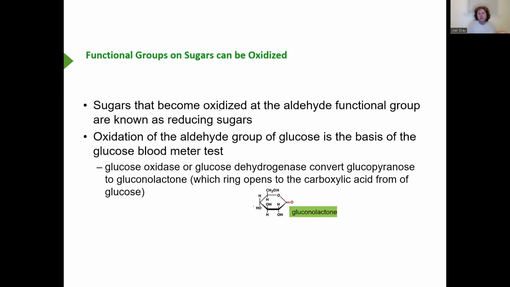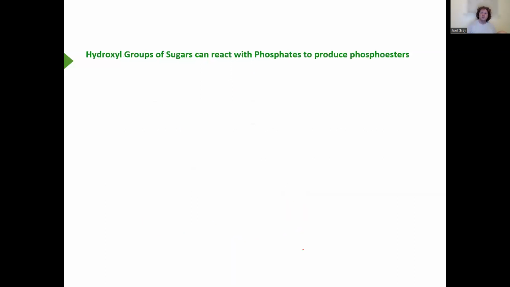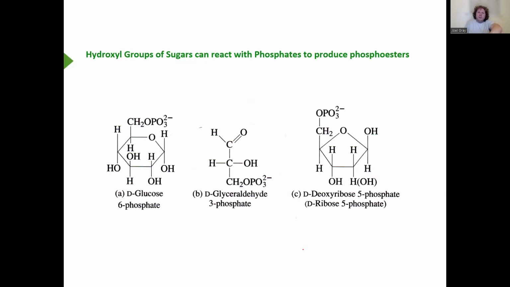So when you think about the oxidation of glucose, think glucose oxidized to an acid. Okay. Now, hydroxyl groups of sugars can react with phosphates to form phosphoesters. This is our third example of how a sugar can be modified. Here what we have is glucose 6-phosphate, D-glyceraldehyde 3-phosphate, and deoxyribose 5-phosphate.